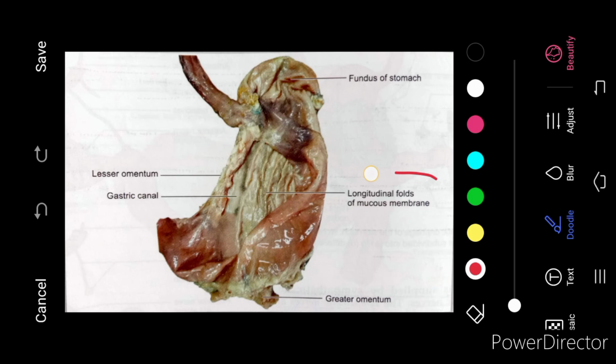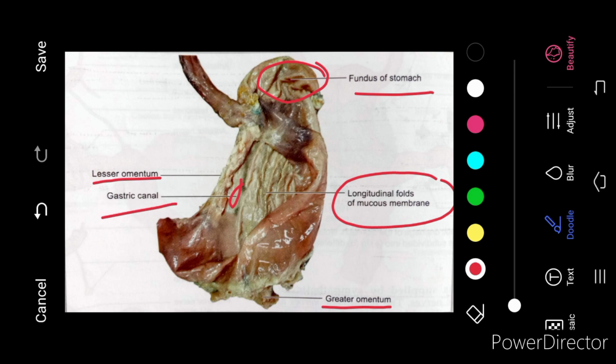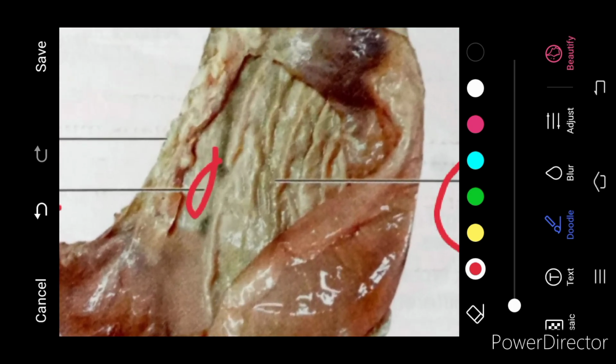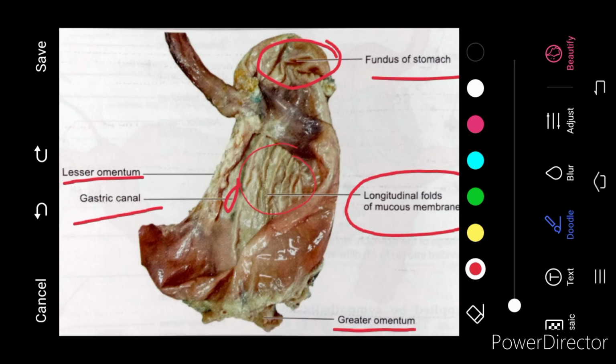Here we can see the longitudinal folds in the body of the stomach. Generally the longitudinal folds are of mucous membrane, and here we can see the lesser omentum along the lesser curvature and greater omentum along the greater curvature, and this area is known as fundus of the stomach, and here is the gastric canal. Here we can see these are the folds, these lines, these are the longitudinal folds.